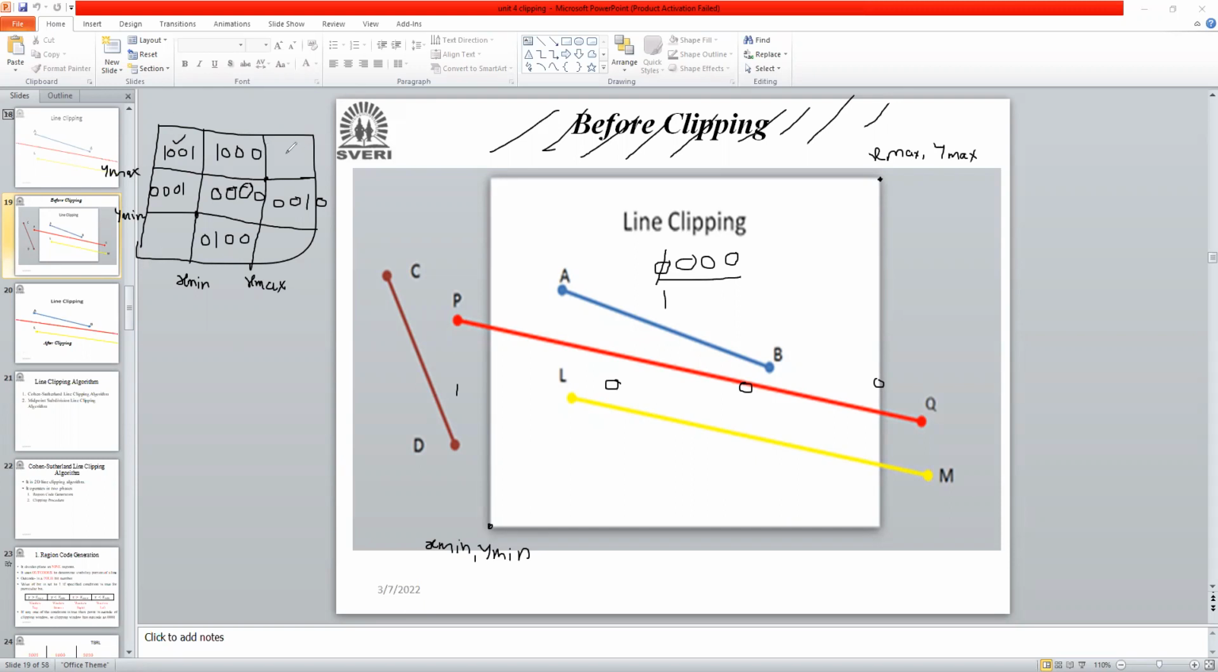Okay. Now what will be this region code? This portion is on the right hand side of the window, the relation between the clipping window and this region. So this region is on the right hand side as well as on the top. So top and right are having first and third bit as 1. So first bit is 1, third bit is 1, remaining 2 are 0, 0.